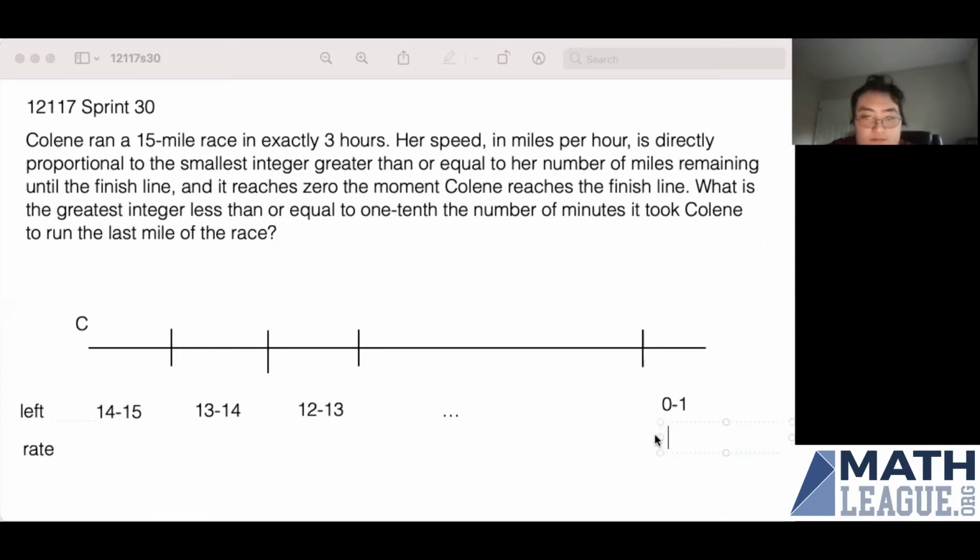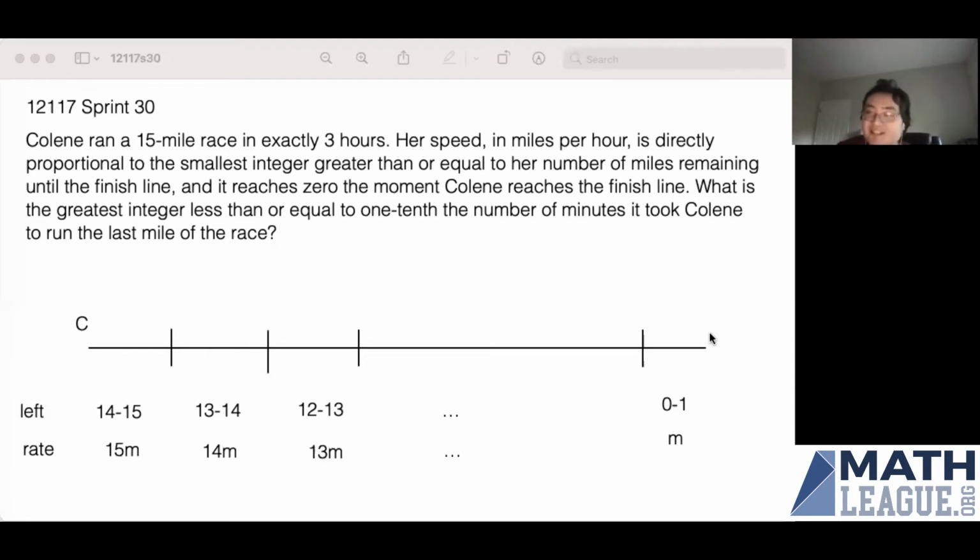Okay, m. This is going to be 13m in the third mile. This is going to be 14m, and the first mile she's going to be sprinting at a rate of 15m miles per hour, right? Really fast. Okay, first mile is 15m, second mile is 14m, third one's 13m, all the way until the very last mile when she's only going m miles an hour, right? I mean, I don't blame her.